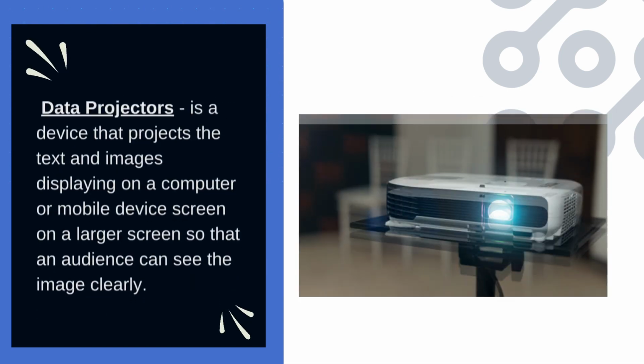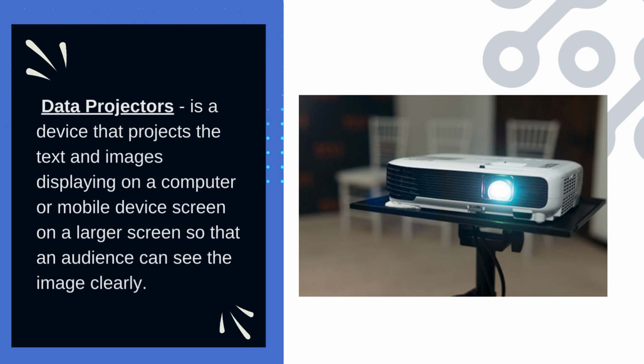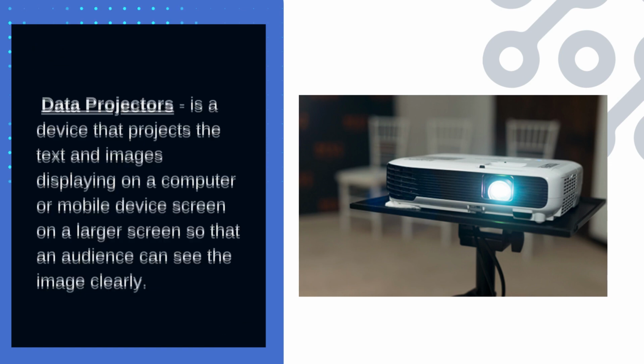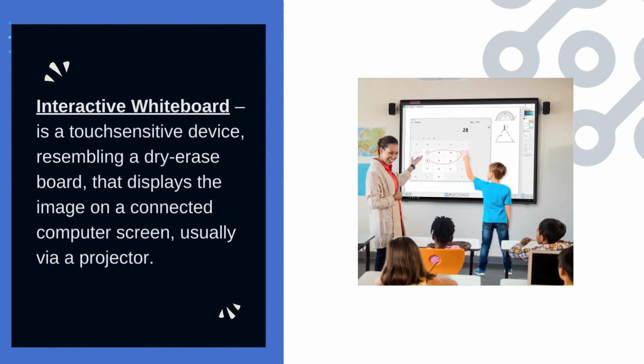Another example is data projectors. It is a device that projects the text and images displaying on a computer or mobile device screen on a larger screen so that an audience can see the image clearly. Another example is the interactive whiteboard. It is a touch-sensitive device resembling a dry erase board that displays the image on a connected computer screen, usually via a projector.